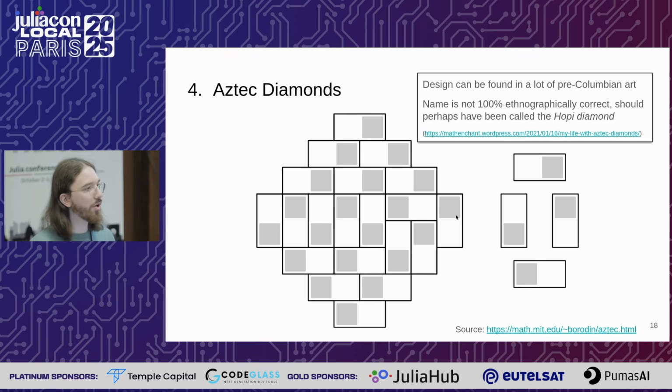So now I'm going to be talking about a different process that turns out will have connections again to those previous two processes. I'm going to be talking about Aztec diamonds. The name might be kind of a misnomer because it's not just the Aztecs that had these patterns in their art, but this design can actually be found in a lot of pre-Columbian art. And what you do is you have this diamond shape, and you basically lay a checkerboard pattern over this, and then you divide it into domino tiles.